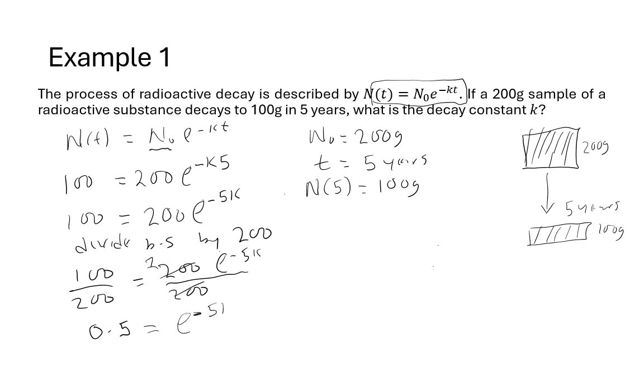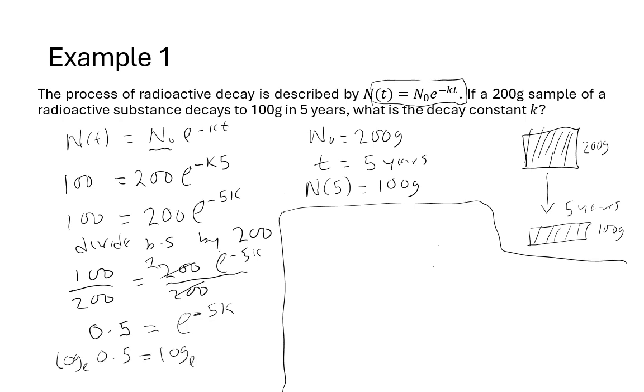exponential minus 5k. Now I have told you in our previous question that whenever we have an exponential, we should try to take the log e of both sides, that is ln of both sides. So this will be log e of 0.5 is equal to log e of exponential minus 5k.